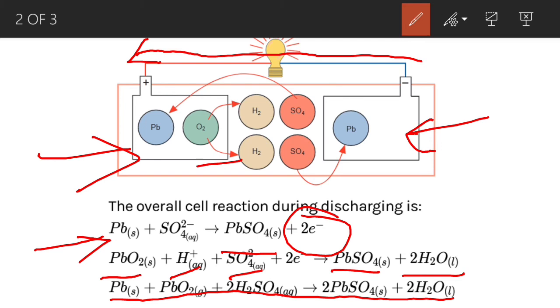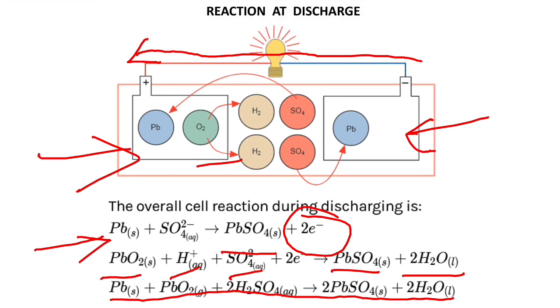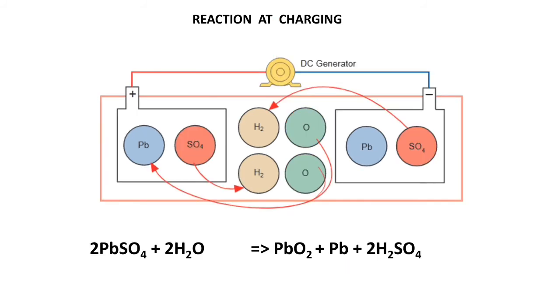This is the reaction which takes place during discharge, and during charging the reaction is reversed, as this is a reversible reaction. When the charger is connected to the battery, it restores the initial condition, the previous condition of the battery.